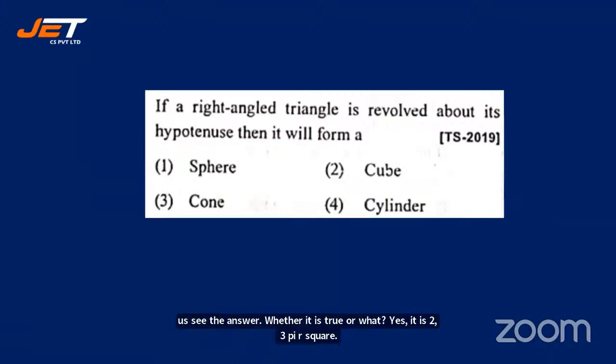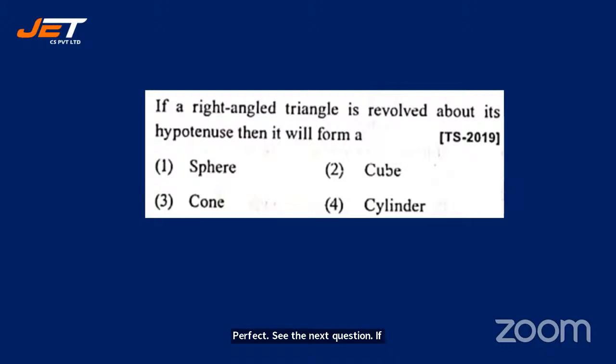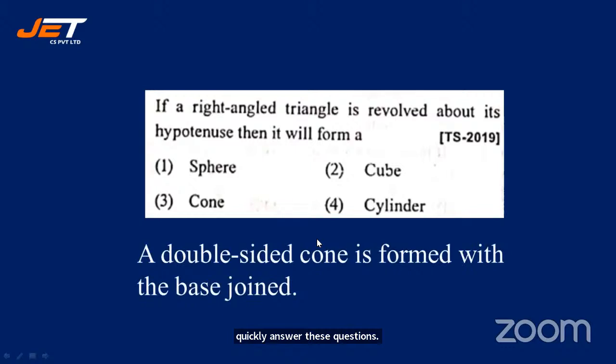If a right angle triangle is revolved about its hypotenuse, then it will form a dash. Let me see. This is also a theory-based. I'm getting the answer from Shruti S2. How about other students? These are all theory-based, so you can very quickly answer these questions. All right, let's see the answer. It is a double-sided cone is formed with the base joint. Okay, so it is a cone.